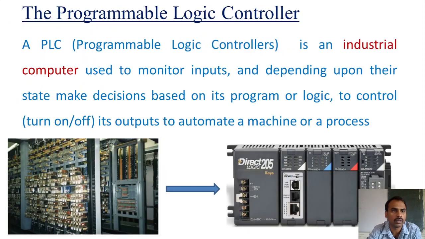Before going to the actual sessions, let us know what a PLC means. That is a programmable logic controller. A PLC is an industrial grade computer which is used to monitor inputs. Depending upon their state, it will make decisions based on its program or logic to control its outputs to automate a machine or a process. So this is a basic definition of a PLC.